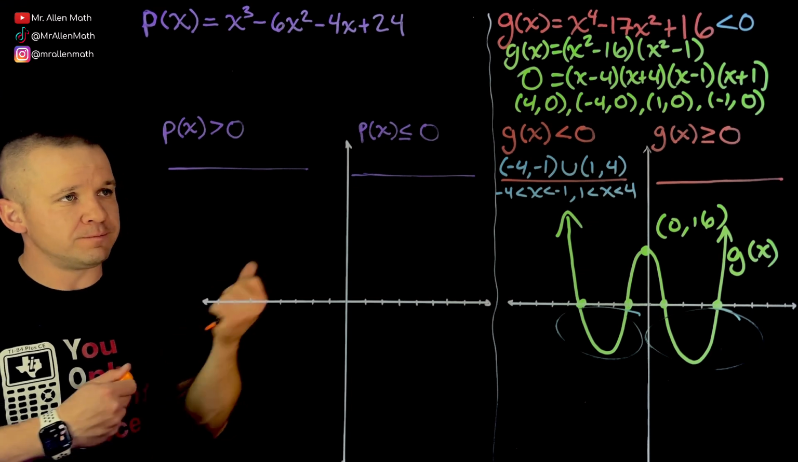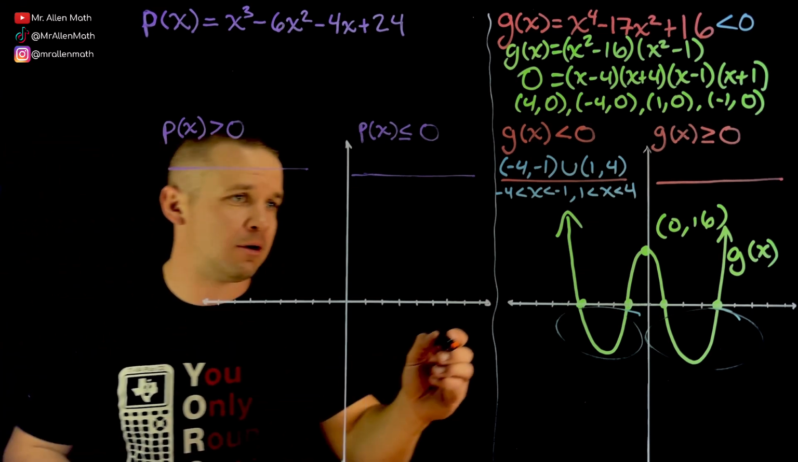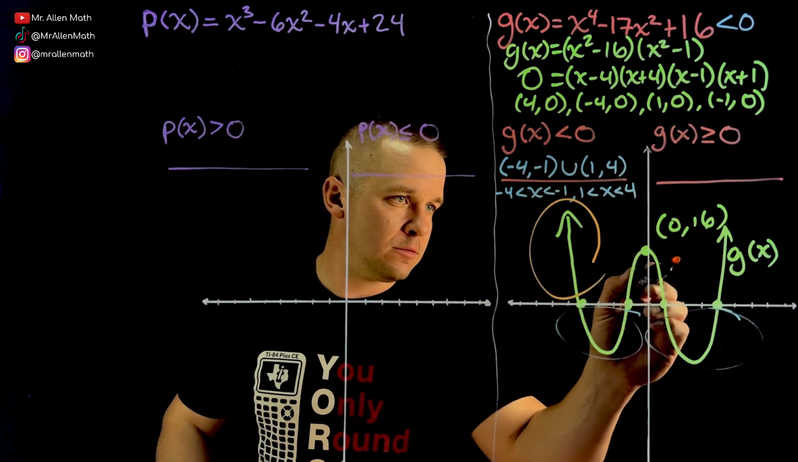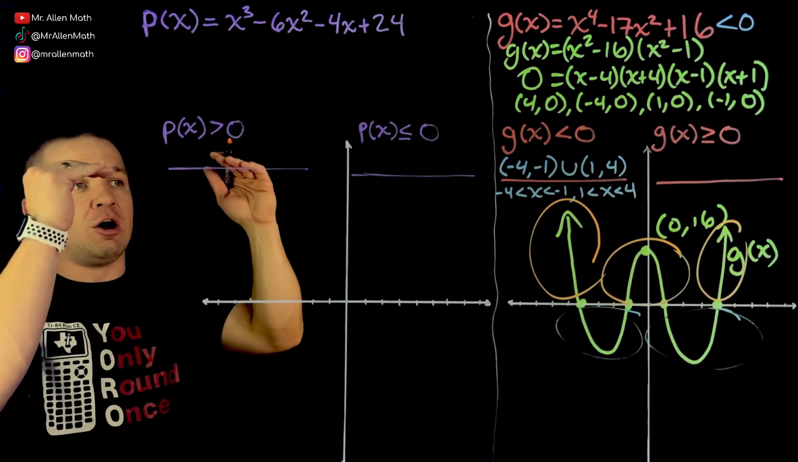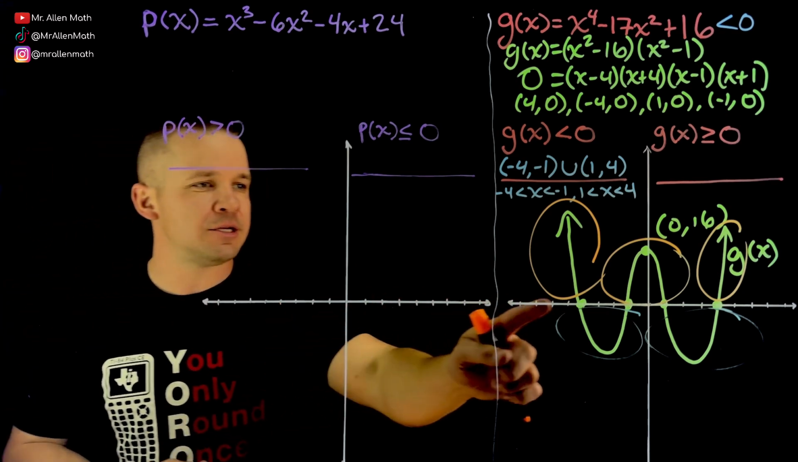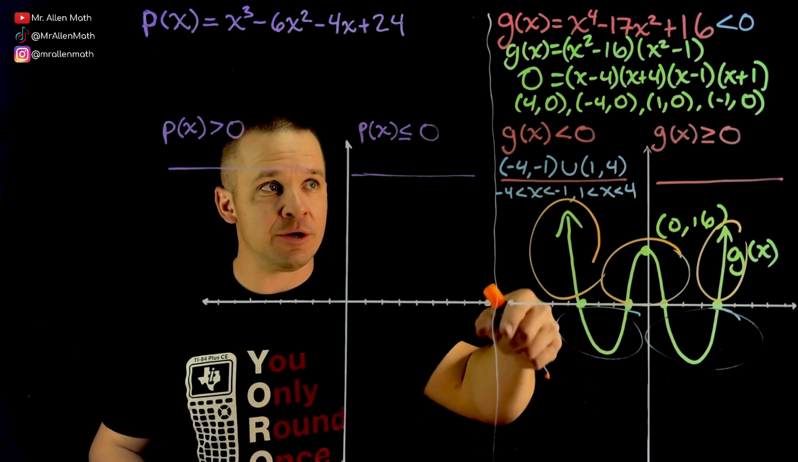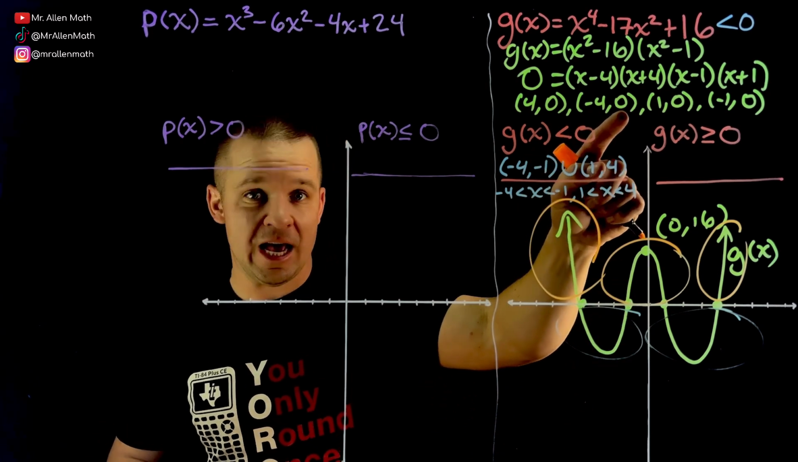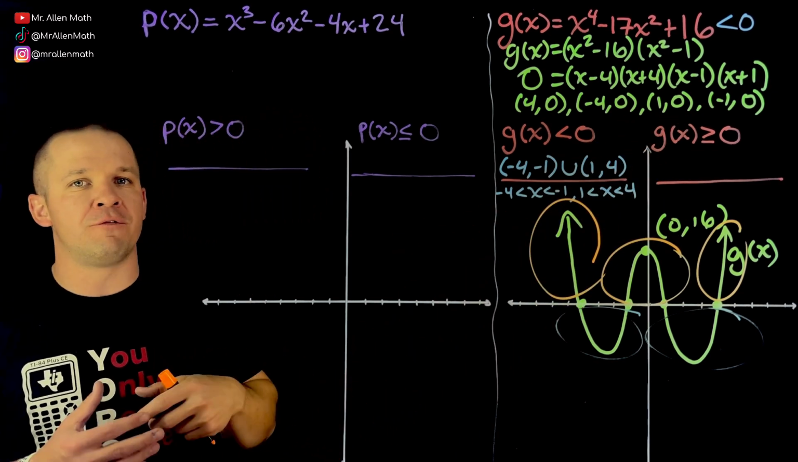We'll go orange for this one. Greater than or equal to 0 this time. So where am I greater than or equal to 0? Well, it's going to be up here and right there, the sections that are above my x-axis. Am I including my x-intercepts this time? Well, when x is negative 4, the output is 0. When it's 1, the output is 0. So yes, I would include all of those points here.